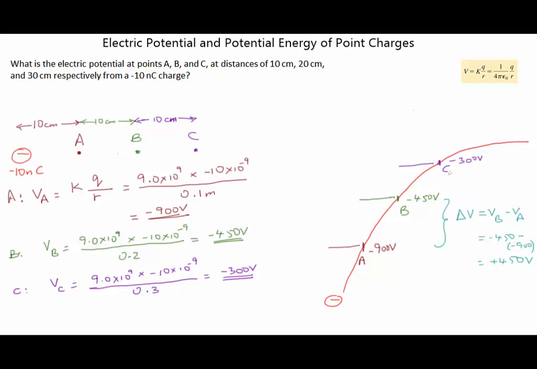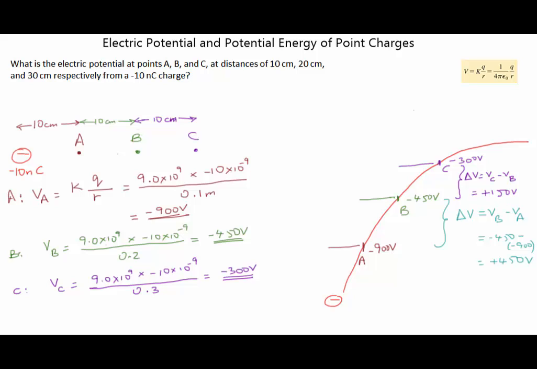And you can see that because the slope is getting shallower, the potential change between B and C is not as high. So I go the same distance out from the charge, but only pick up less potential change. So the delta V in this case would be Vc minus Vb to go from B to C, and that'll be minus 300 minus negative 450, which comes out to be plus 150 volts. So rather than pick up 450 volts to go from A to B, I only pick up 150 volts to go from B to C.